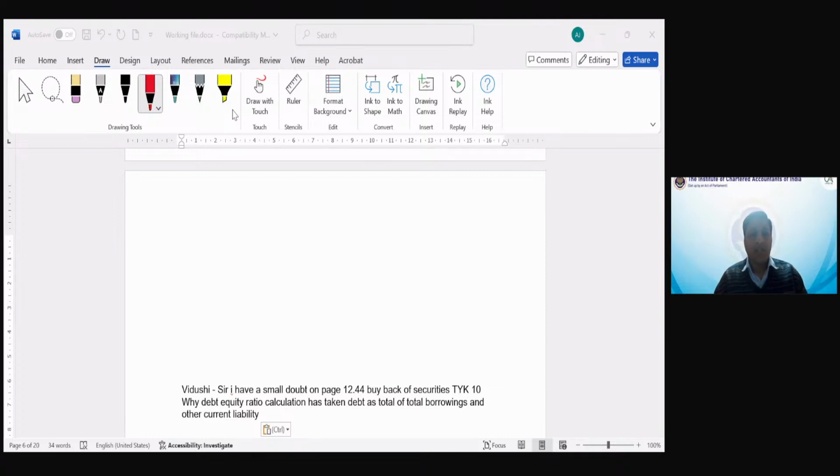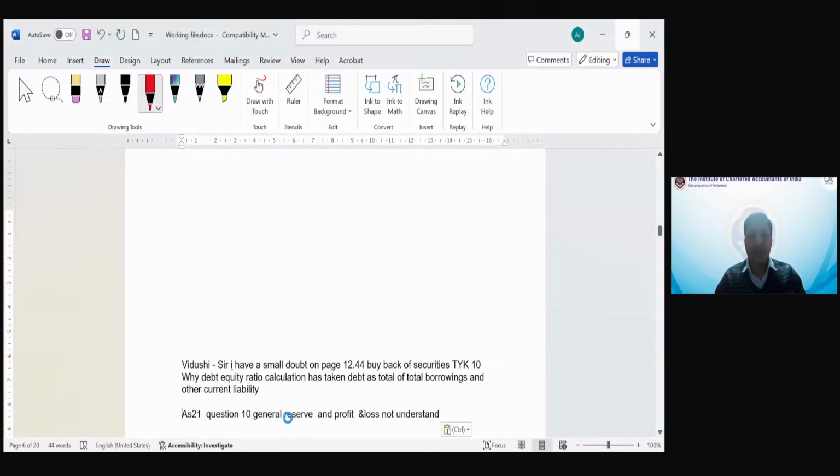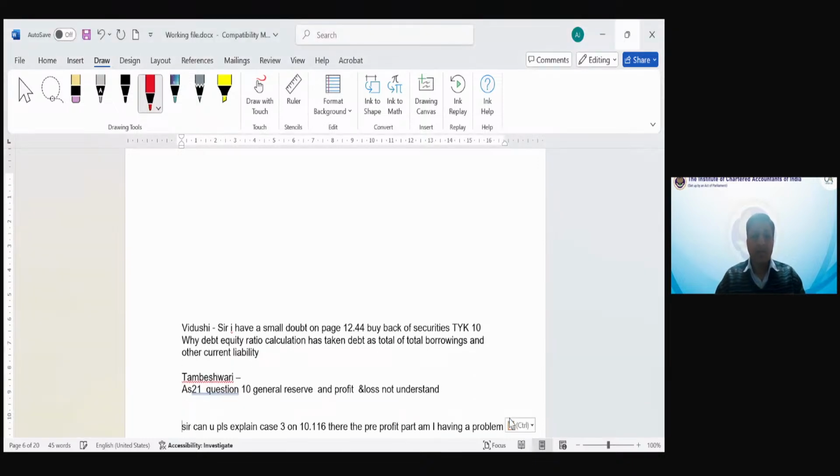So what I'm doing is I'm just making a note of your queries. Seems you are looking at some of the illustrations. So done. I think Tambeshwari has one query which is noted. Then Artik has one more, which is again noted. Noted. Done. All right.